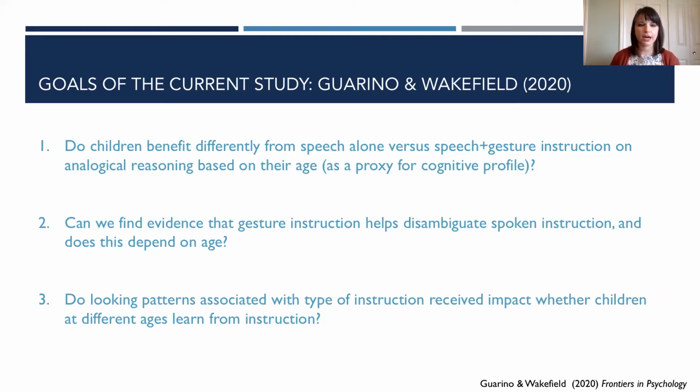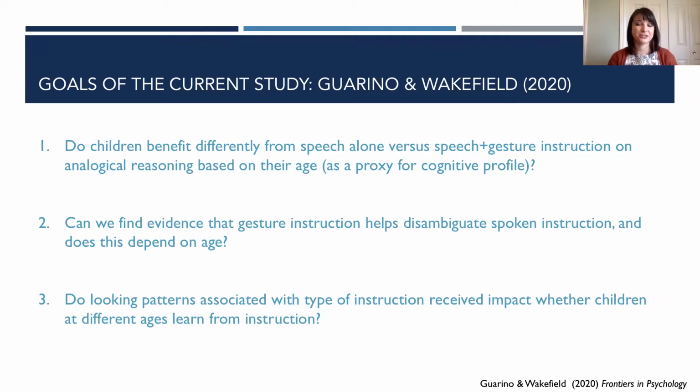And finally, do looking patterns associated with the type of instruction that children receive impact whether children at different ages learn from instruction? We're aiming to further understand how gesture impacts children's analogical reasoning by asking whether the impact of gesture instruction on analogical reasoning and visual attention depends on their age and cognitive profile.